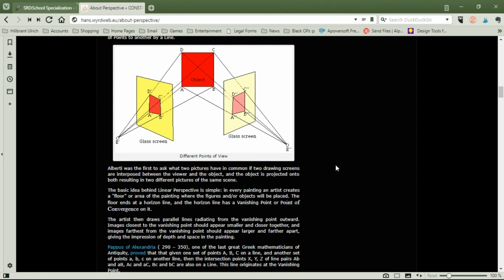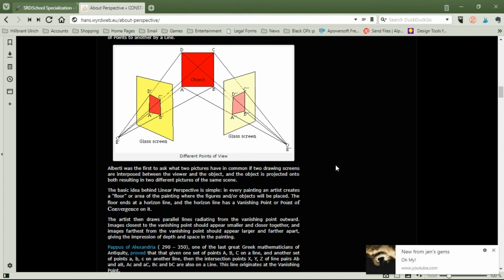The basic idea behind linear perspective is simple. In every painting, an artist creates a floor or area of the painting where the figures and or objects will be placed. So that's your black and white, symbolized by your black and white checkerboard floor. The floor ends at a horizon line. So your checkers, you know, they appear to get smaller and smaller as it gets towards the horizon. According to your perception, the checkers will eventually disappear to that point.